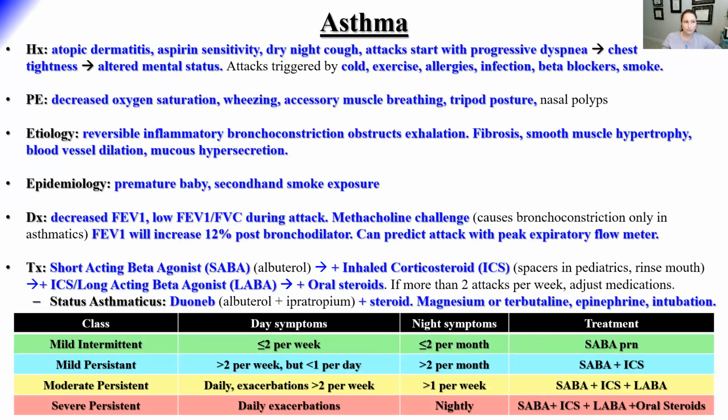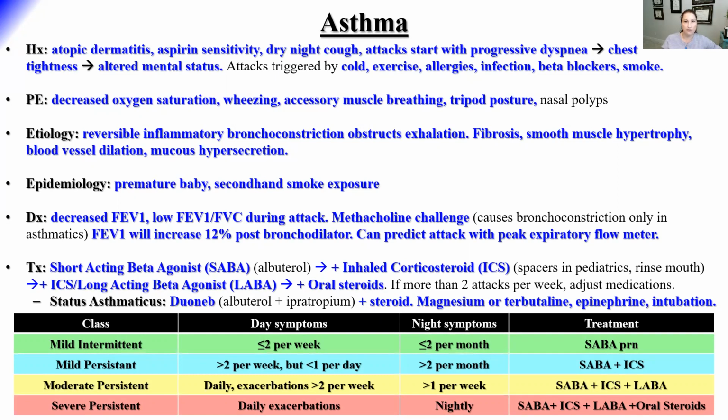In asthma, the patient commonly has a triad. So asthma, atopic dermatitis, remember they're kind of allergic to their own skin, and then aspirin sensitivity. So 3 A's there. The common history for this is a dry night cough, and the attacks, when they get them, start with progressive dyspnea. They develop chest tightness and then altered mental status when they're not able to get enough oxygen. Commonly, the attacks are triggered by cold, exercise, allergies, some type of respiratory infection, beta blockers, and smoking.